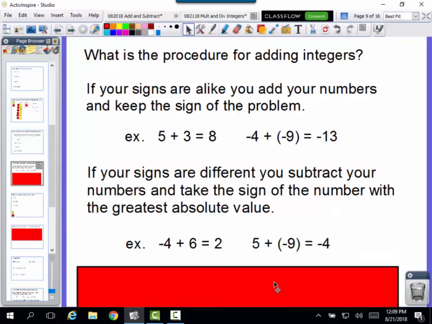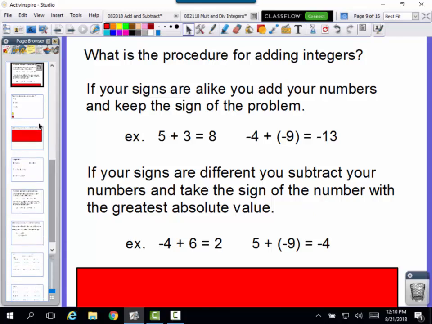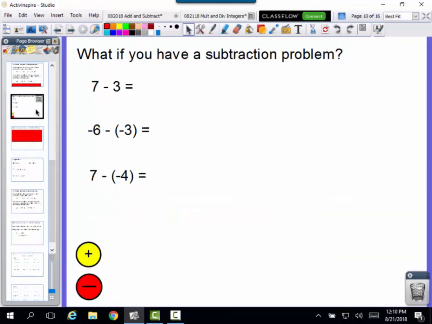Now, if our signs are different, what we modeled is that we're going to take away all those zeros. So that basically means that we're going to subtract our numbers and take the sign of the number with the greatest absolute value, or the number farthest from 0. So here we did 6 take away 4 to get 2, and the 6 has got more. The negative 9 take away 5, it gives us a 4, and the negative has more, so it's a negative 4. So if the signs are alike, you add your numbers and keep the sign of the problem. If your signs are different, you subtract your numbers and take the sign of the number with the greatest absolute value. Now, what if we have subtraction?